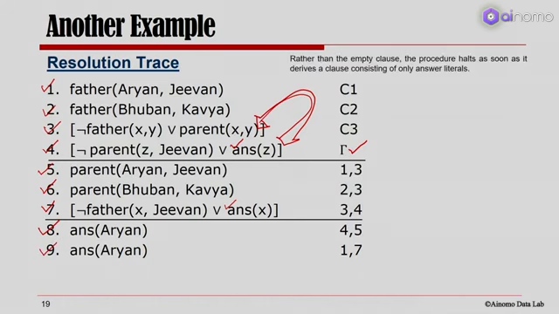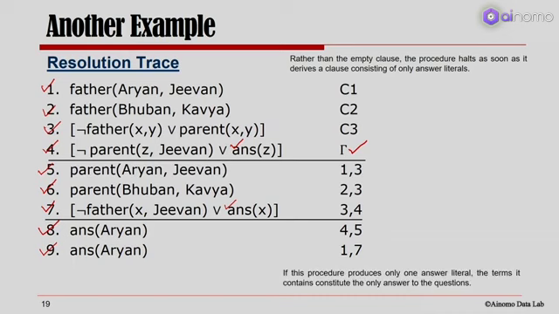Rather than the empty clause, as would have come out if this was a resolution proof, the procedure here halts as soon as it derives a clause consisting of only the answer literals. And this procedure produces only one answer literal. If it does that, the term it contains constitutes the only answer to the question. But this is not always the case.